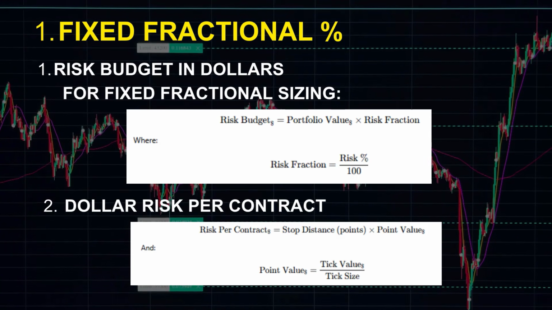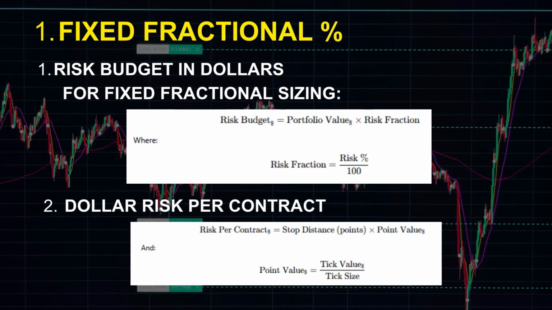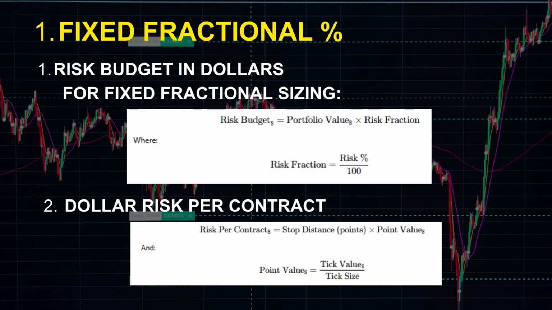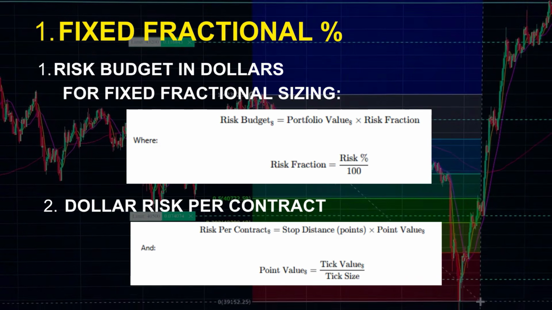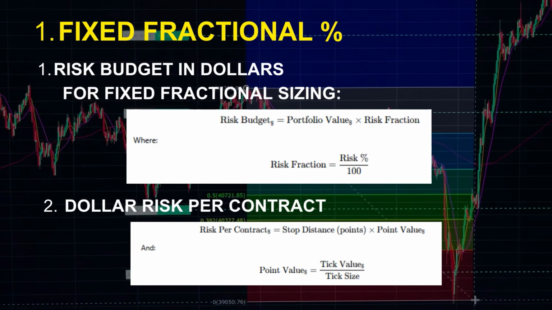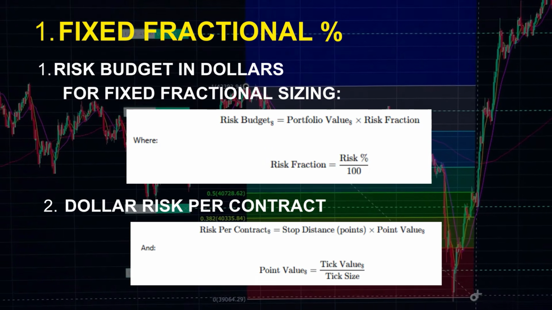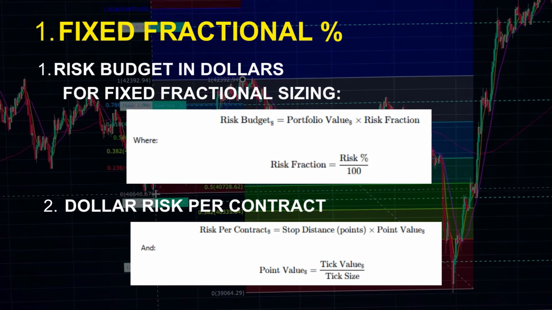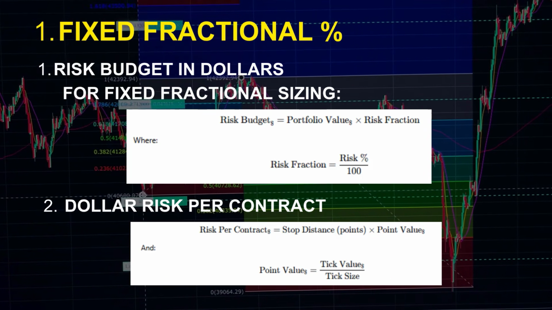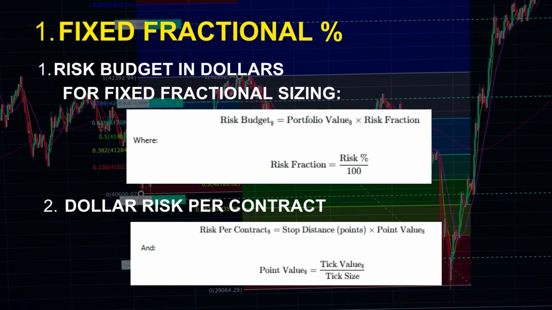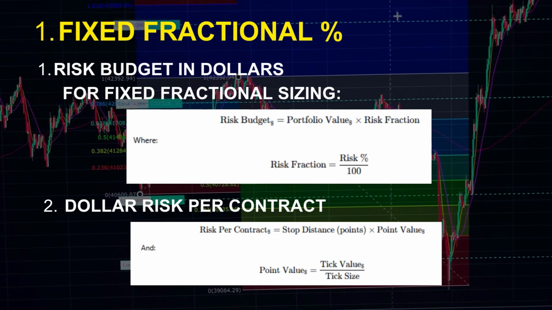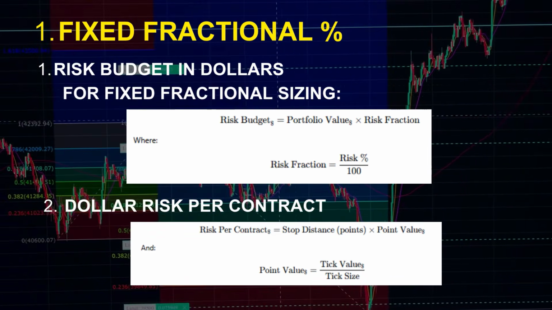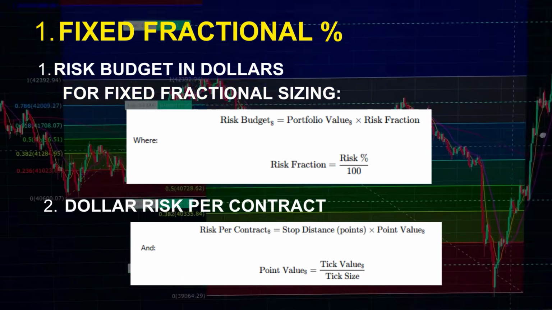Then also you need to be calculating the dollar risk per contract. And what is that? Well, that is the stop distance times the point value. So you've worked out where your stop should go, then you multiply that by the point value. How do you calculate the point value? That's just the tick value divided by the tick size. So then we have our risk per contract.